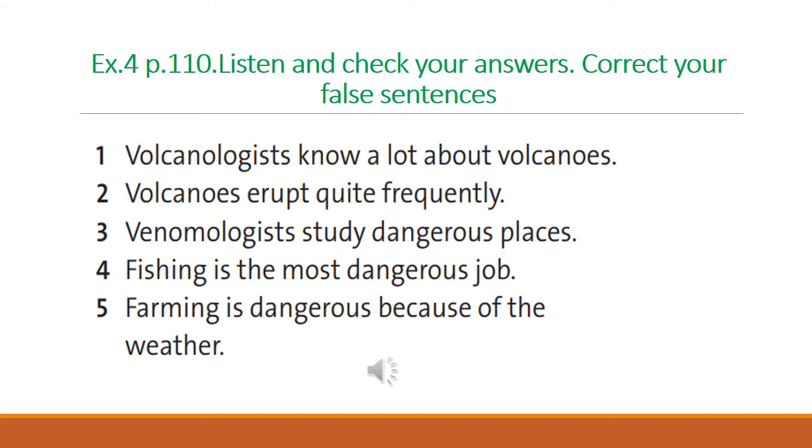Track 3.12. Let's listen and check. Vocabulary and listening. Exercises 4 and 5.